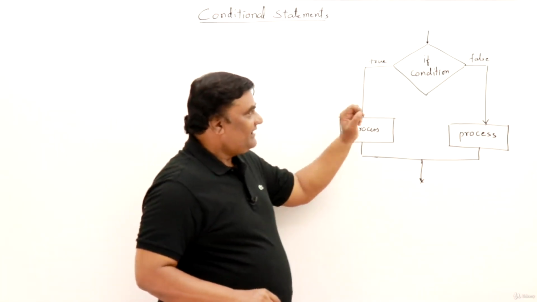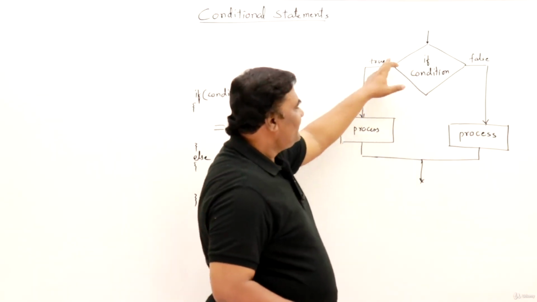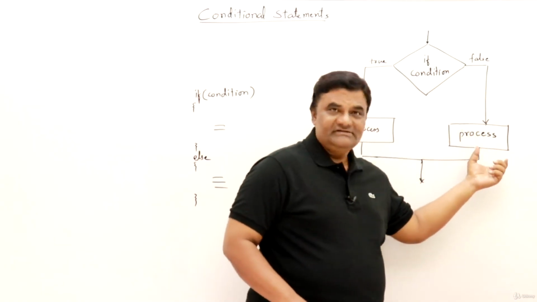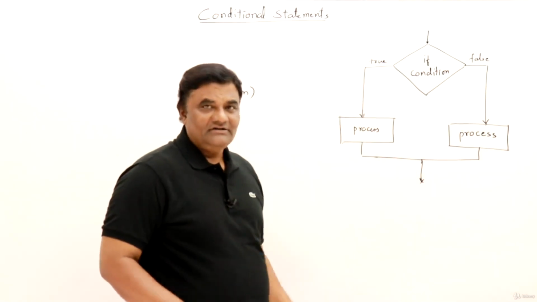So here I have a diagram to show you. This is a part of a flow chart. If condition, if it is true, then do this. If the condition is false, then do this. Then the rest of them are common, continued after that one.